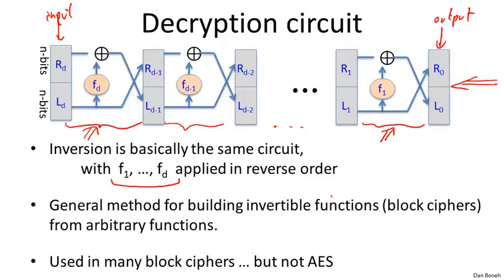Okay, so this Feistel mechanism is a general method for building invertible functions from arbitrary functions f1 to fd. And in fact, it's used in many different block ciphers, although interestingly, it's not actually used in AES. So there are many other block ciphers that use a Feistel network. Of course, they differ from DES in the functions f1 to fd, but AES actually uses a completely different type of structure that's actually not a Feistel network. We'll see how AES works in a couple of segments.